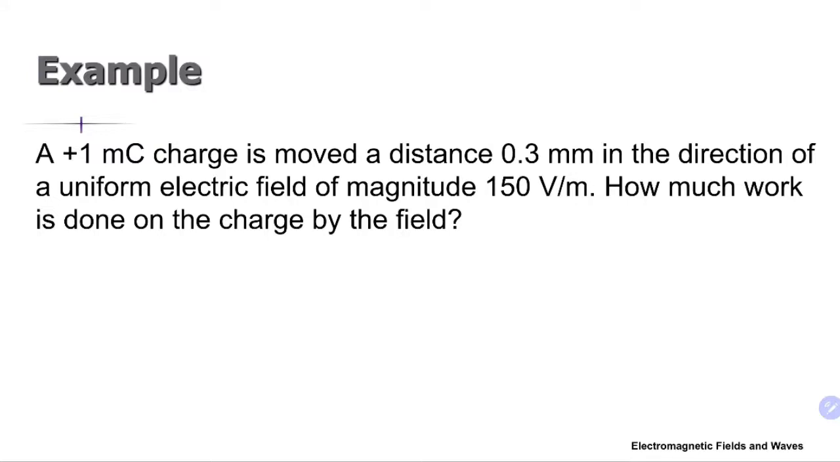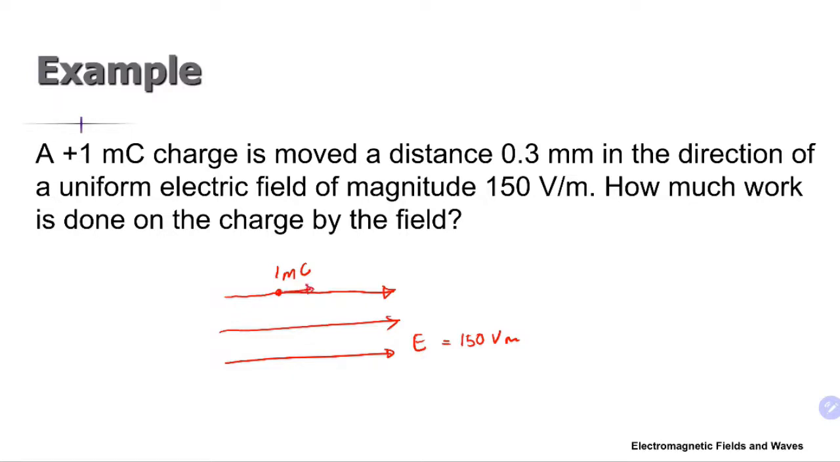Okay, so we have a charge of 1 microcoulomb, moved a distance of 0.3 millimeters in the direction of a uniform electric field E, and we have a charge here. We want to work out how much work is done by the field on the charge to move it a displacement of 0.3 millimeters.